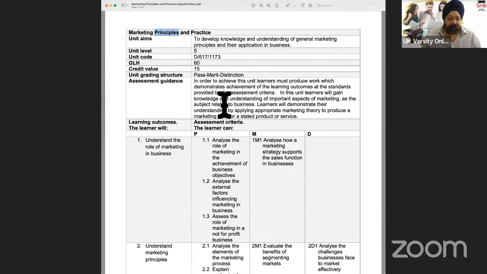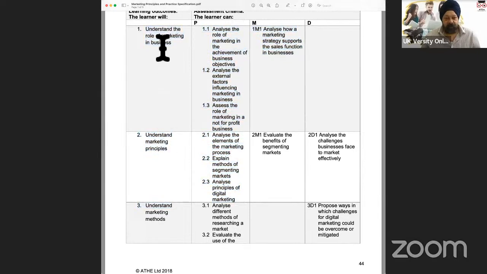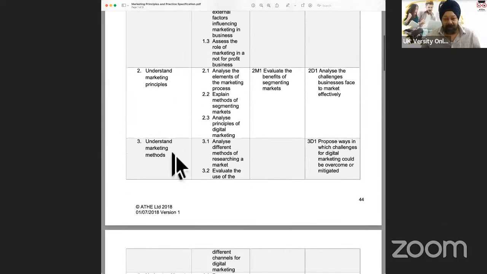In addition to this, what we're also going to be looking at is putting into practice. So that is why the name of the unit is Marketing Principles and Practice. So we're going to be putting this into practice. So the first 3 learning outcomes are going to be: understand the role of marketing in business, understand marketing principles and various frameworks, understand marketing methods.